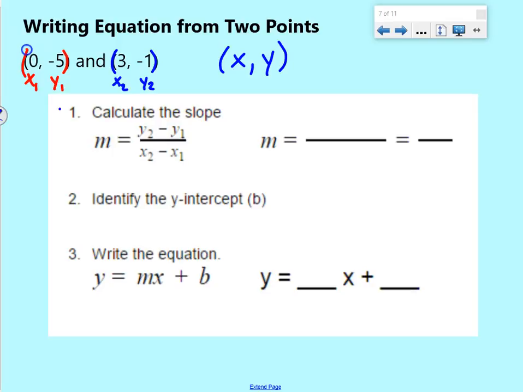So the first thing we need to do is calculate the slope. I told you earlier that this equation was going to become very important. We're going to use this a lot, so make sure you catch on.